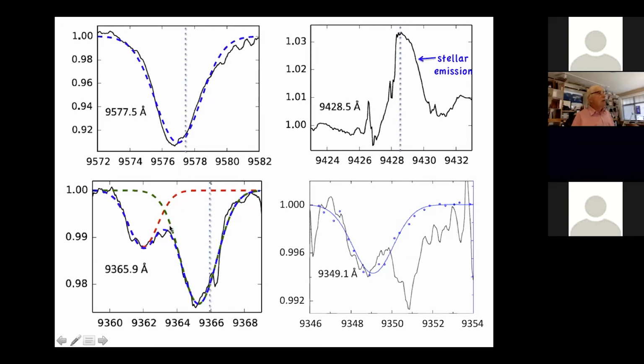And here you see the same thing at 9366 with the presence of another diffuse band, unknown, in the wing of that line. We get the same thing here at 9349, but we can't say anything about the 9428 line because there is an emission feature in the spectrum of the star.